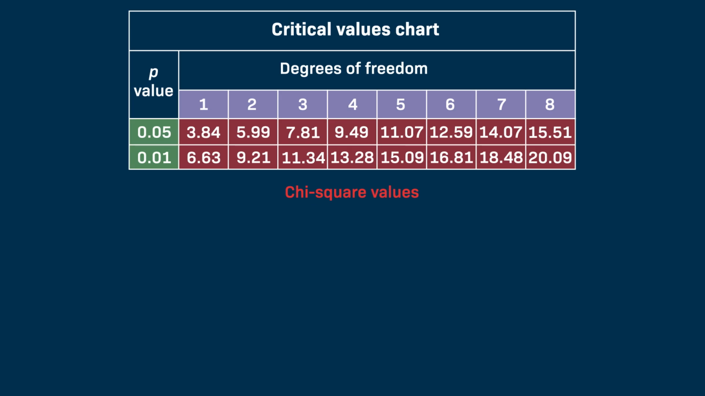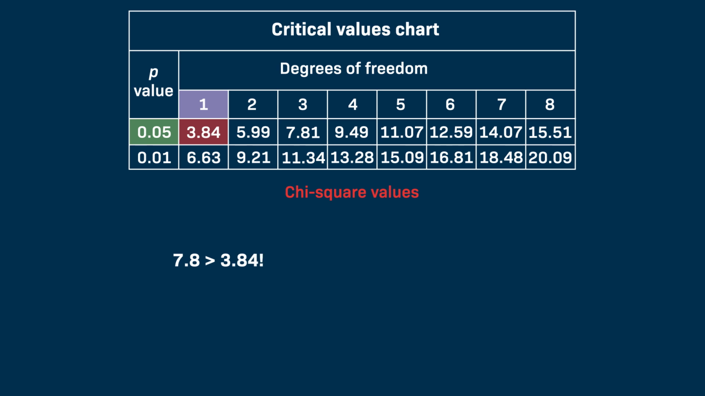Now we're ready to consult our handy-dandy critical values chart, which is a standardized list of chi-squared values that are needed to reject the null hypothesis for a given degree of freedom and confidence level. From the chart, I can see that for 1 degree of freedom, I need a chi-squared value of at least 3.84 in order for me to be 95% certain that my data rejects the null hypothesis. My chi-squared value is 7.8, which is greater than 3.84. So I can reject the null hypothesis that my two variables are unrelated.